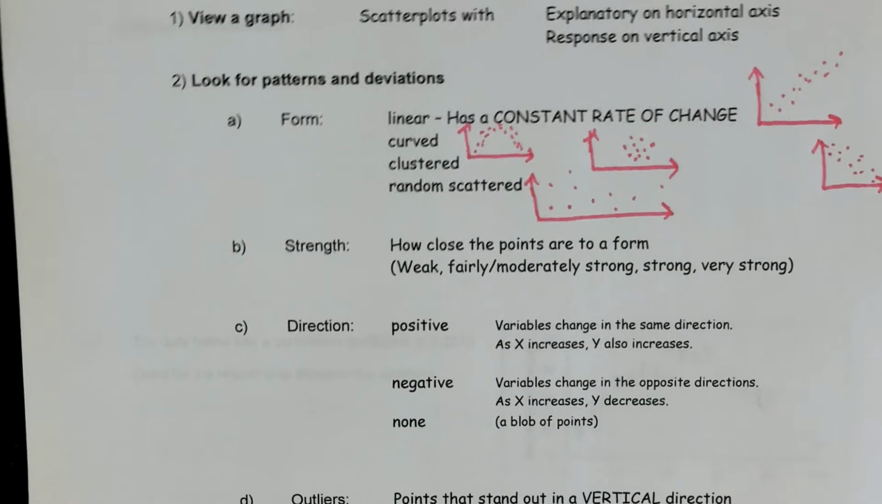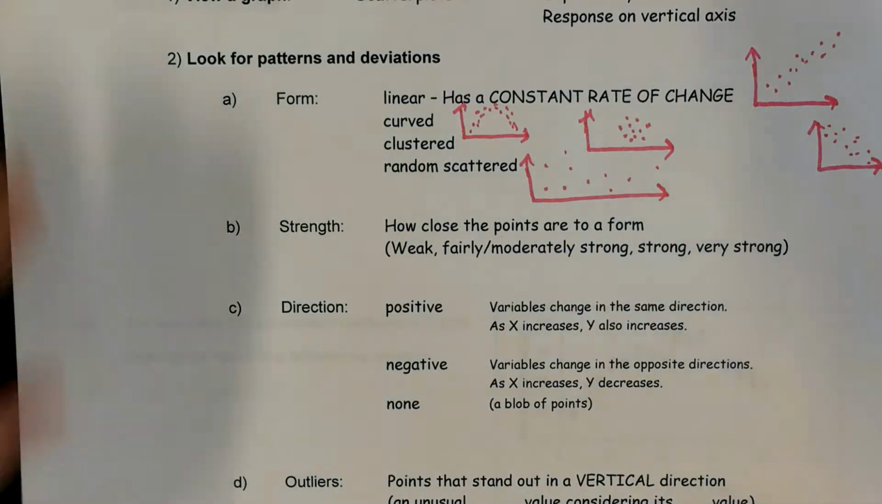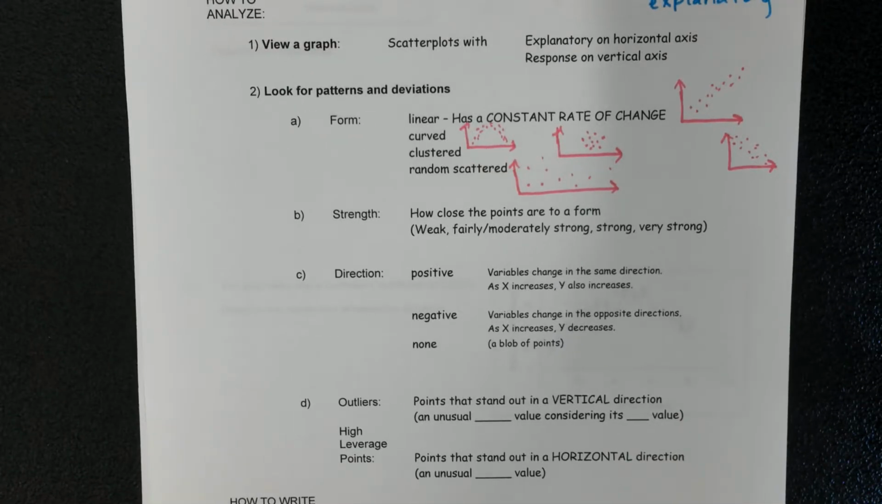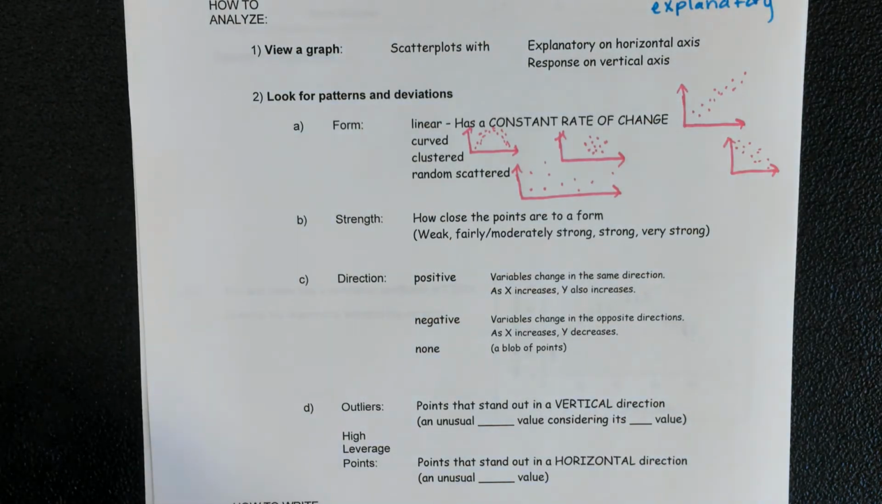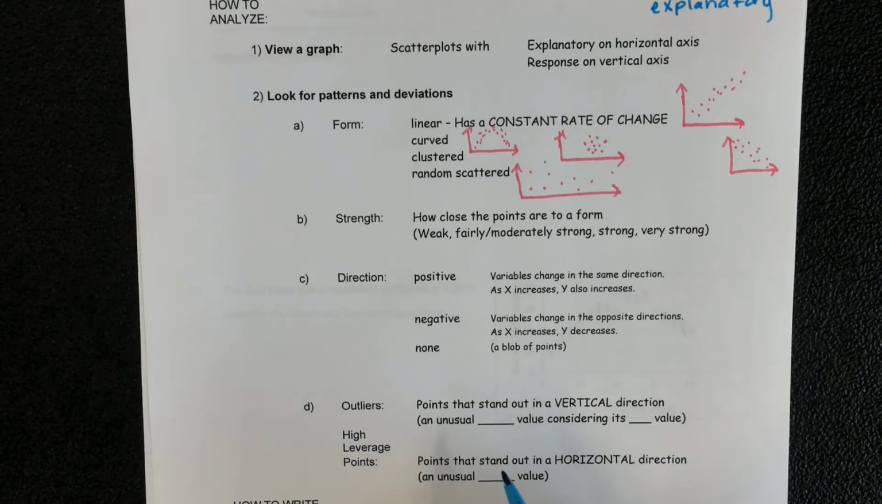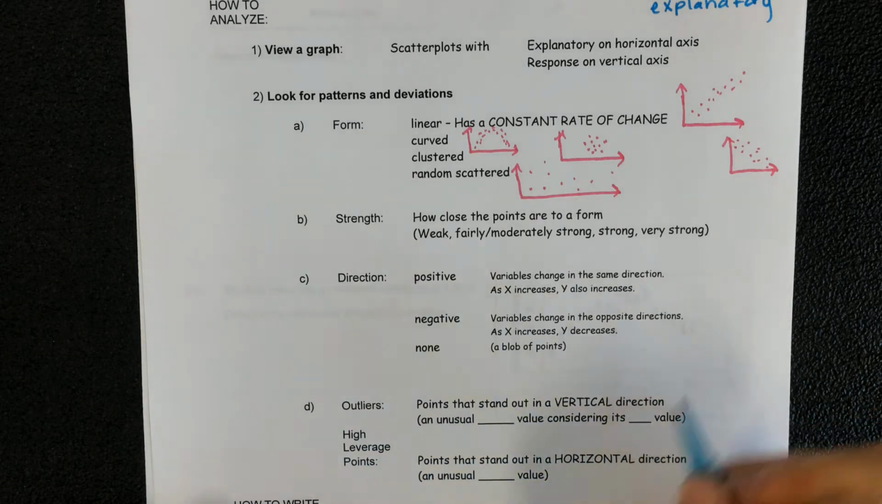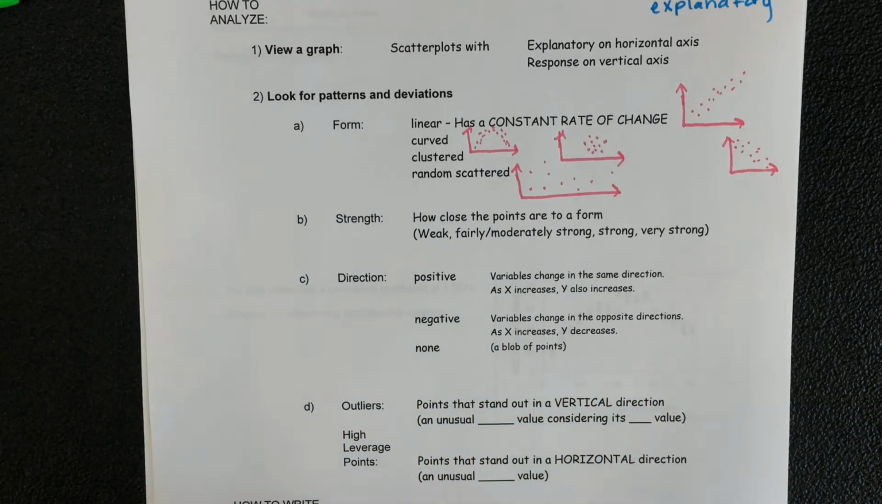Something else you want to point out is that sometimes you might have other outlier points, and that's something you need to address. So what is an outlier? We've talked about this before, but there's something a little different here. Outliers are points that stand out in a vertical direction. Let's think about what this looks like on a graph.